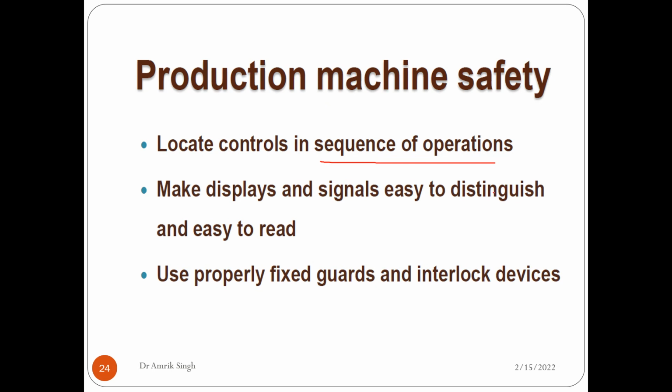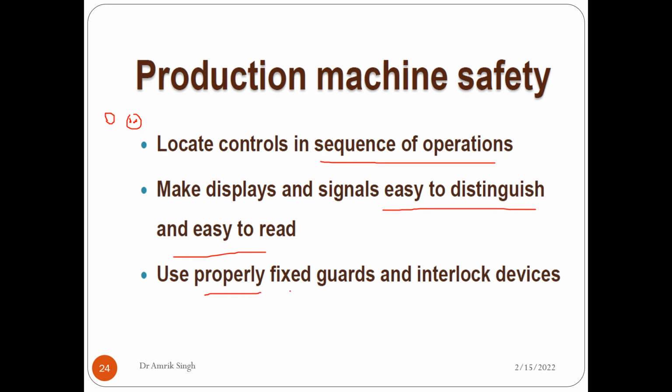Make display and signal easy to distinguish and easy to read. Sometimes we provide a color scheme which is not very comfortable, and people with color blindness may be there. So we should follow both visual and symbolic display signals on the shop floor. You must have seen that sometimes a red light signal is there, and they also write "stop". Visual display as well as signal display is a must for machine safety.